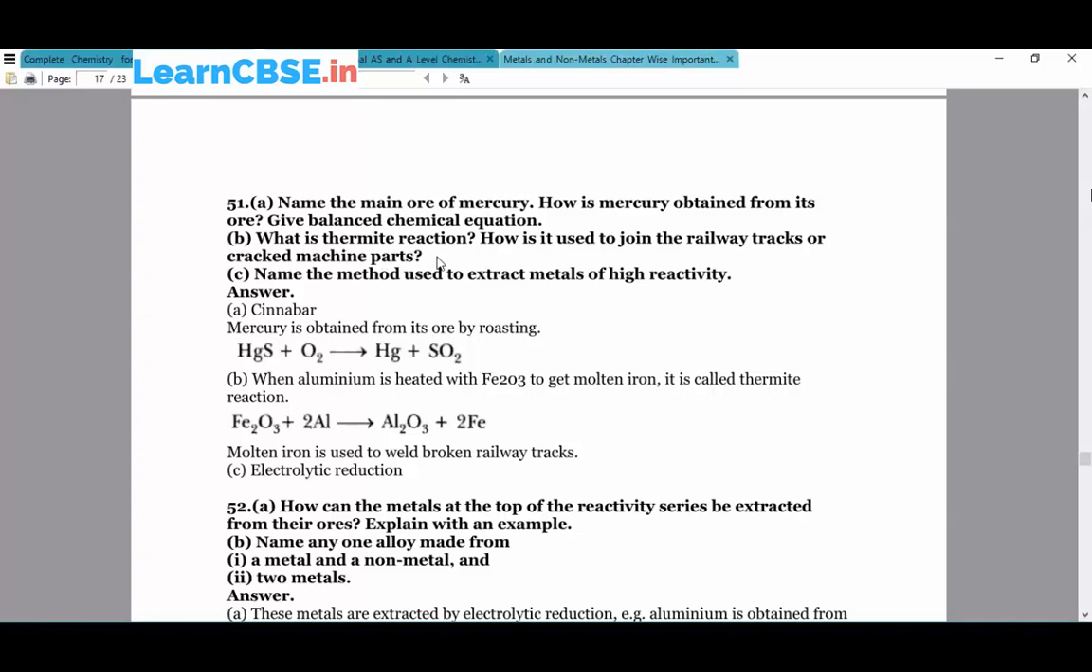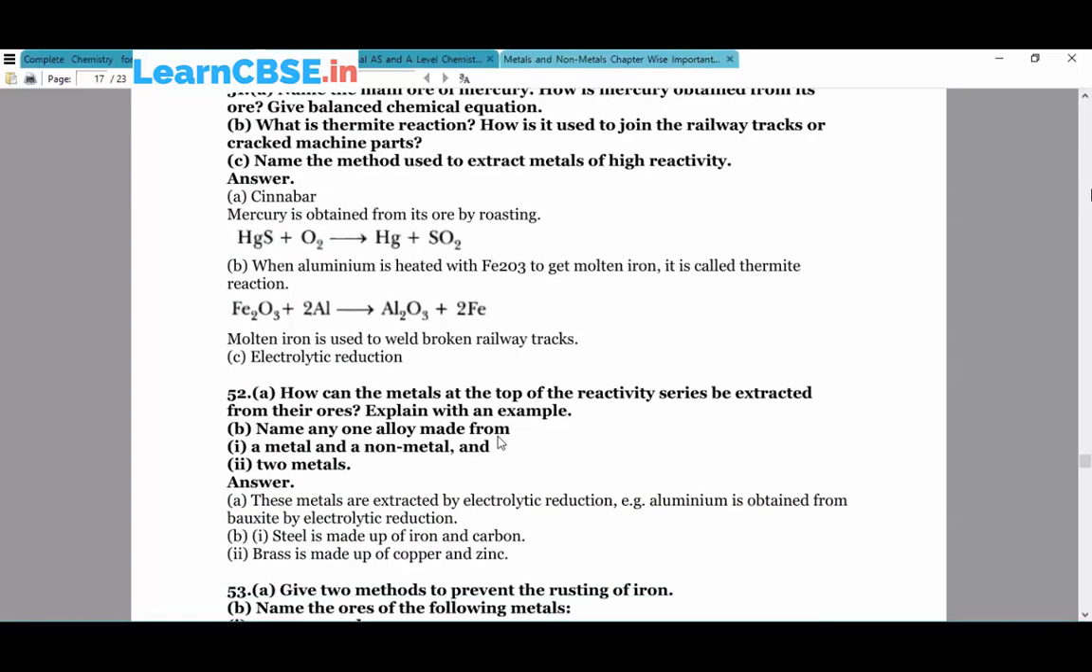What is thermite reaction? How is it used to join the railway tracks or the cracked machine parts? Okay. So when aluminium is heated with Fe2O3 to get molten iron, it is called the thermite reaction. So Fe2O3 plus 2Al gives Al2O3 plus 2Fe.